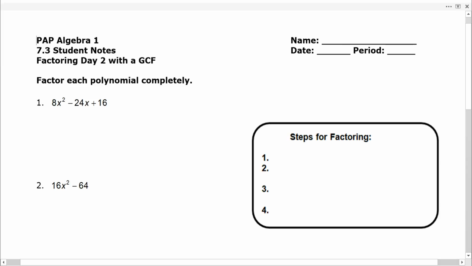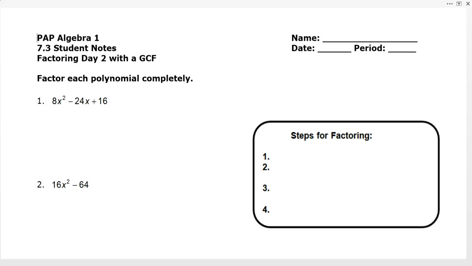Okay, for those of you who are still feeling uncomfortable with your factoring, we're going to do more factoring today, but we're going to add in finding a GCF. So sometimes there's a common factor that you can pull out before you factor. And once you pull it out, it'll make it way easier to do the factoring.